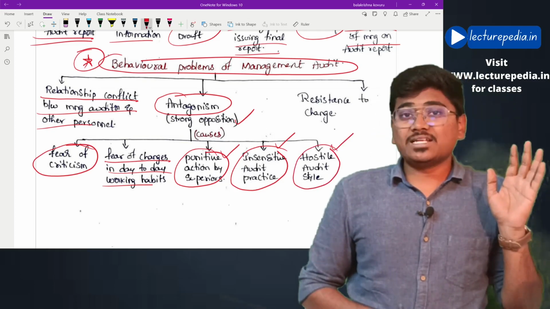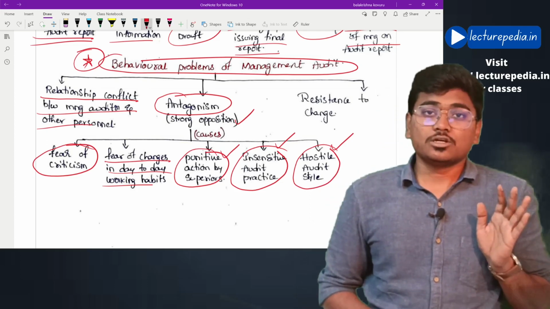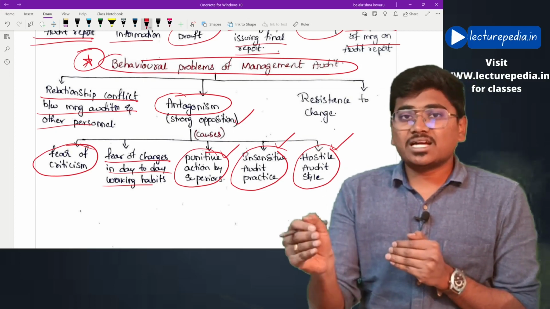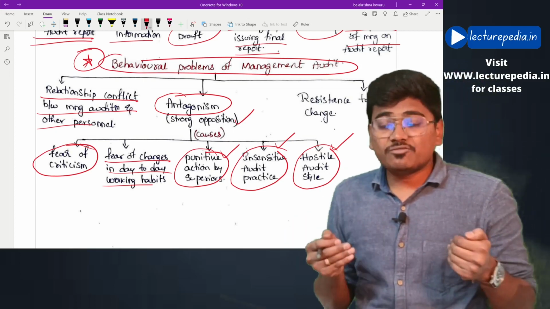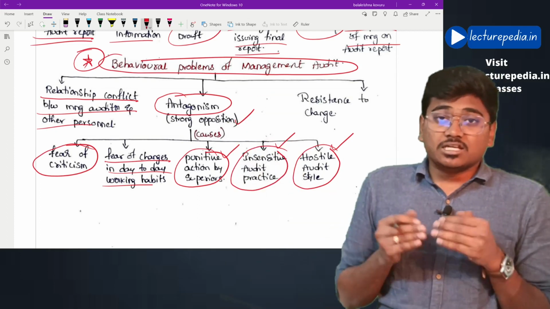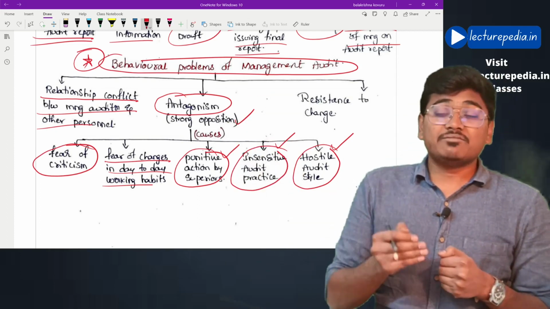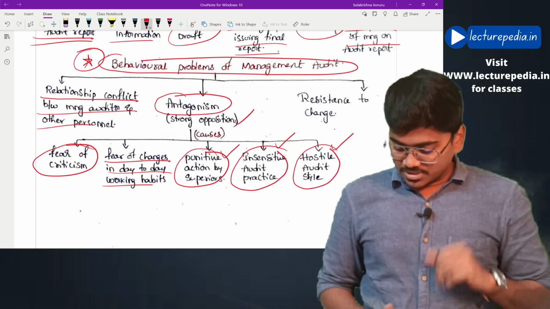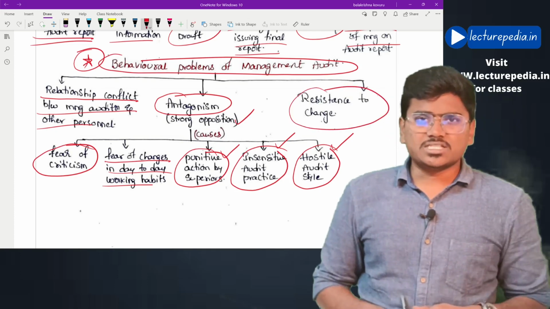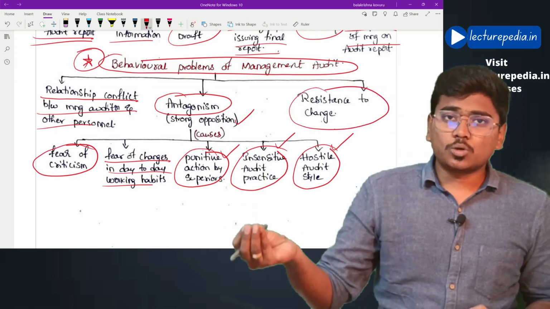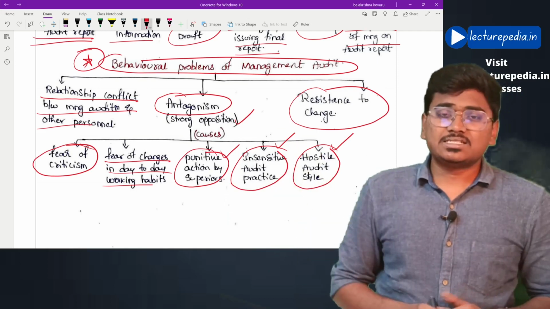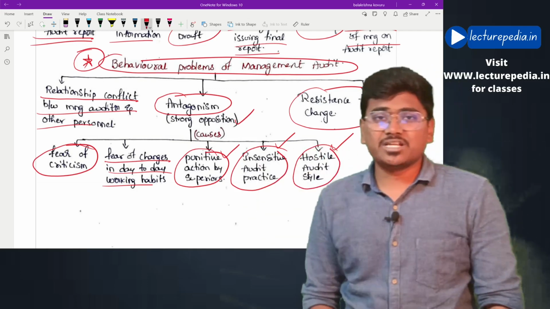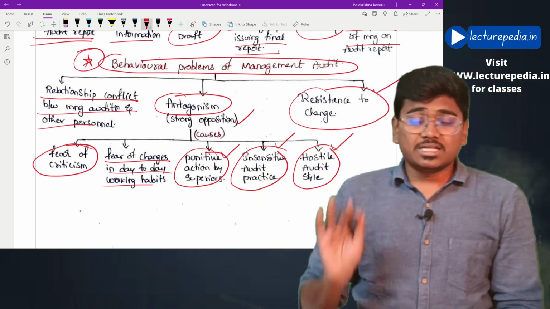If the auditor behaves in such a way that whatever I say is final, he is not behaving in a constructive approach, he is not open for the recommendations of others. If he is having this type of behavior, even then employees might strongly oppose the management audit. Hope this is clear. And next one is resistance to change. Employees might not want to change the existing style of operation. Hope this is clear. So these are the behavioral problems that might arise in case of management audit.